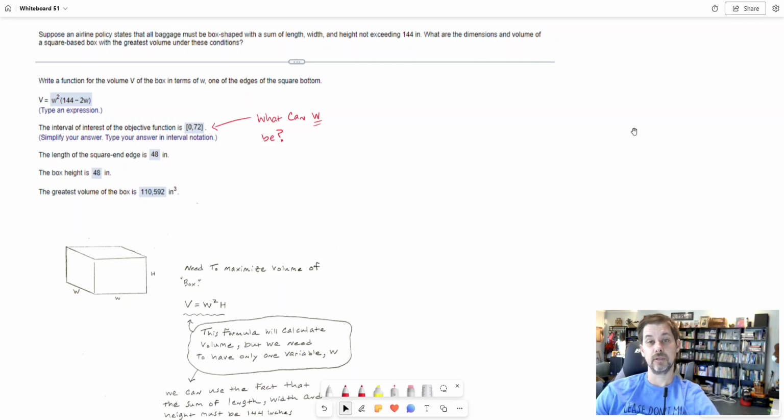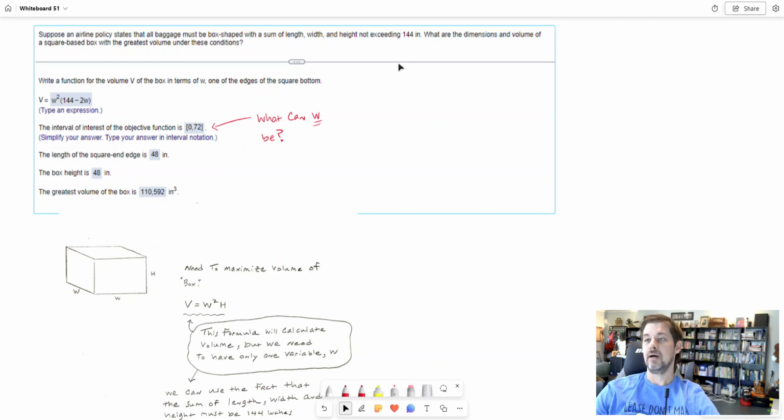And here's how this one goes. It says that by airline policy, baggage must be box shaped. And here already to start the problem, I've drawn a box to represent a piece of luggage. Who knows why this is the airline policy and how they get the numbers and so on. But the policy is, according to this question, that the sum of the length, width, and height of the box can't exceed 144 inches. Okay?